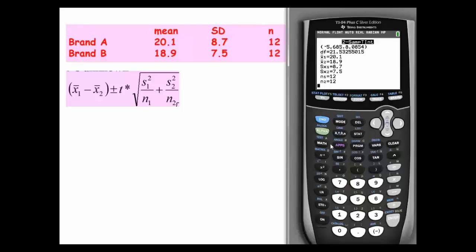Okay, and so notice the calculator did that lovely complicated formula on degrees of freedom of 21.53, and that it also gave us the same confidence level that we had on the slide.